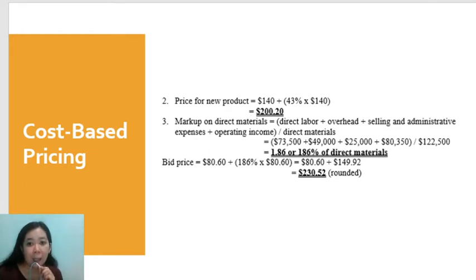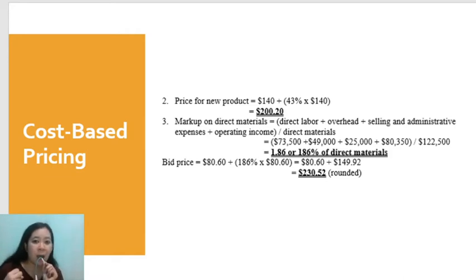So we will add direct labor, overhead, selling and administrative expenses, as well as operating income, and divide it by direct materials. Please take note that we have added other costs and expenses, except direct materials, because in this case, direct materials is our 100% or our base. We also added the operating income because all of these expenses plus the operating income will now comprise the total sales, which already includes the markup on direct materials. So that's why this is our formula.